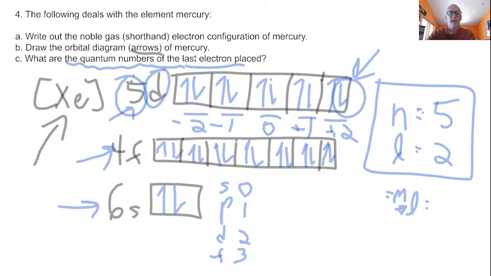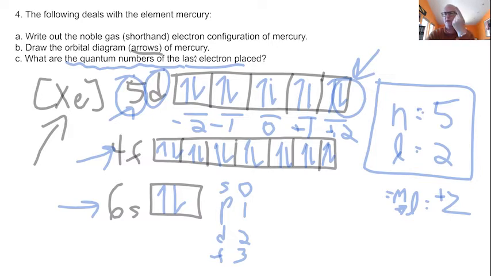And so which orbital is it in? +2? It's in +2, right? That tells us it's in the last one, basically. It's the last one to get completely filled, is the +2. And what's the last quantum number we're dealing with?